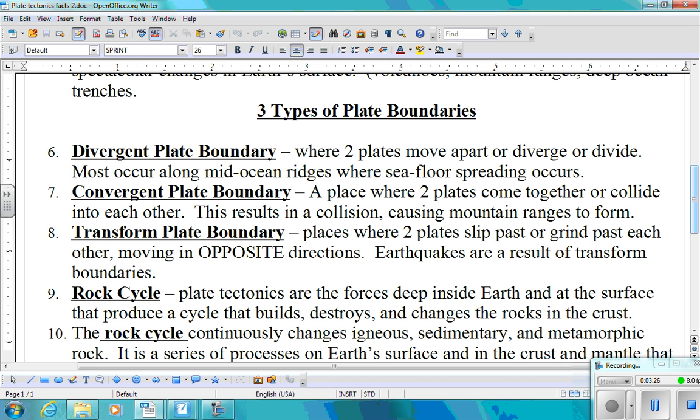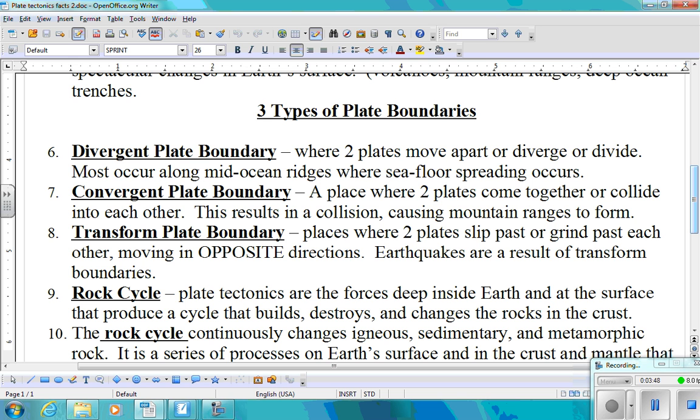Number 8, transform plate boundary. This is where 2 plates are going to slip past or grind past each other. They're moving in an opposite direction, and often you'll find that earthquakes are a result where transform boundaries are shifting and moving.